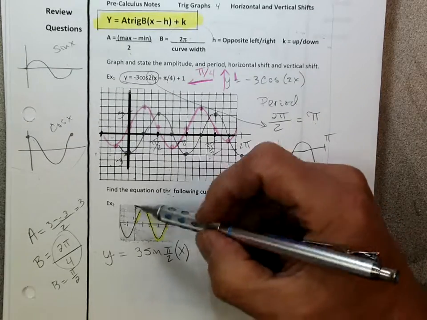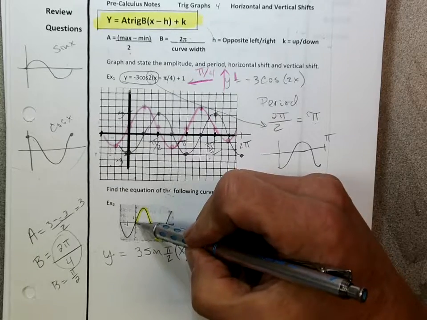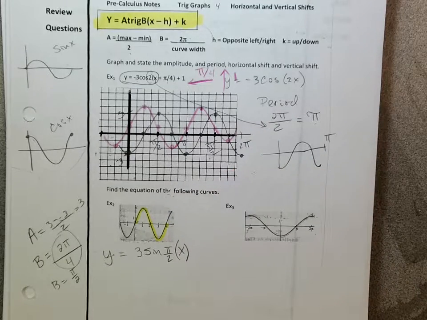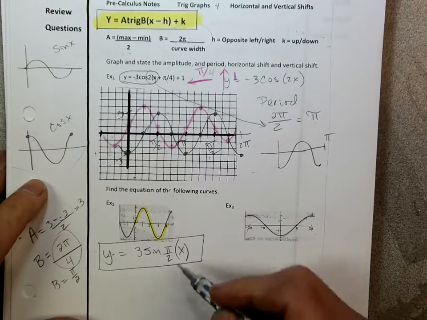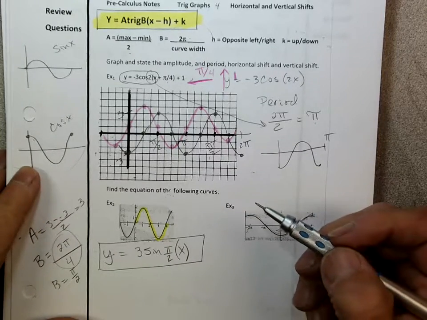Now, same thing, there's no vertical shift. I mean, it started at 0, 0 like it should. It didn't get moved up. It didn't get moved down. So I could put a plus 0, but I don't need it. So this is the equation for example 2.